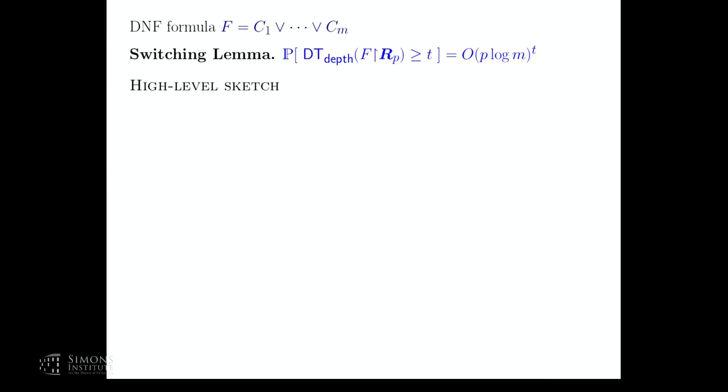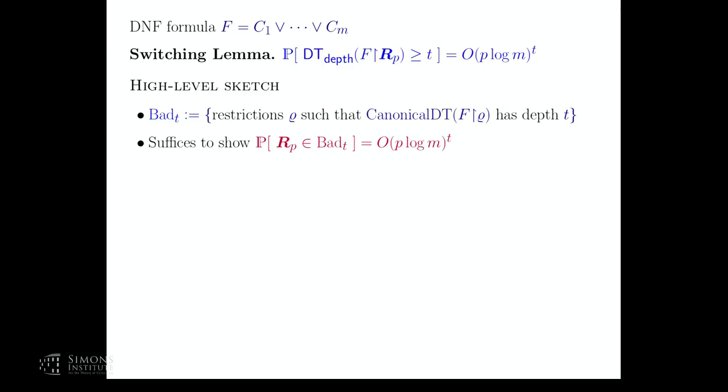First, here's a high-level sketch of the proof of the switching lemma, both Håstad's and ours. It's conventional to define Bad_t to be the set of bad restrictions rho such that the canonical decision tree of F under the restriction rho has depth t. What we want to show is that the probability that a p-random restriction is in the set Bad_t is at most (p log M)^t.